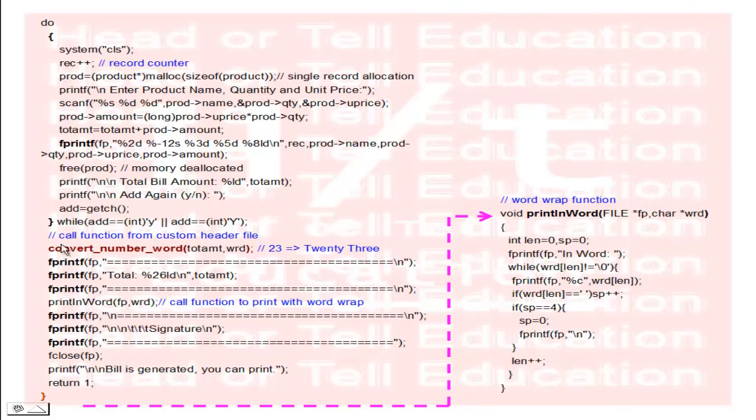Now this is important. Suppose our total amount is 369, or like 1000, 400, 5000. We pass the total amount here, along with our empty word string, to convert. So this function is called at that time. After this function is called, the word string is filled. For example, if we have 369, then in the word pointer we have the words for 369. Now again static formatting is written in the file.